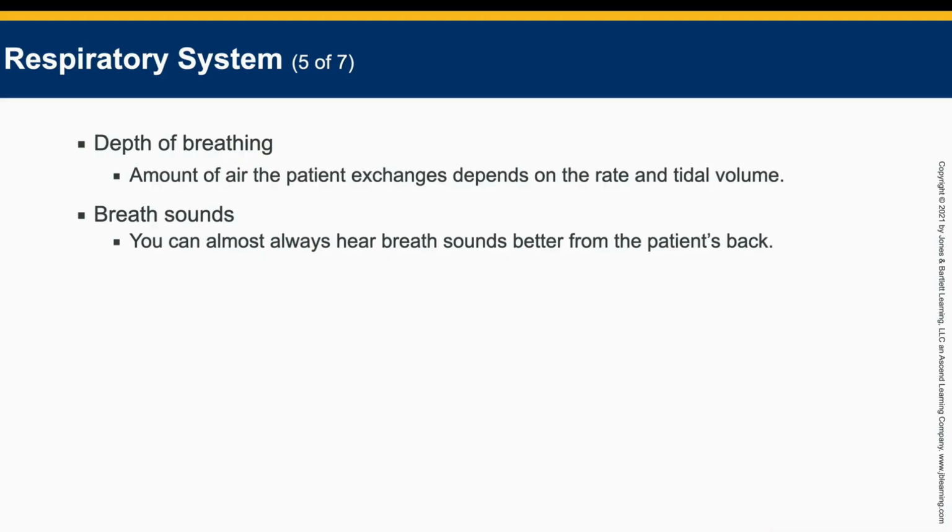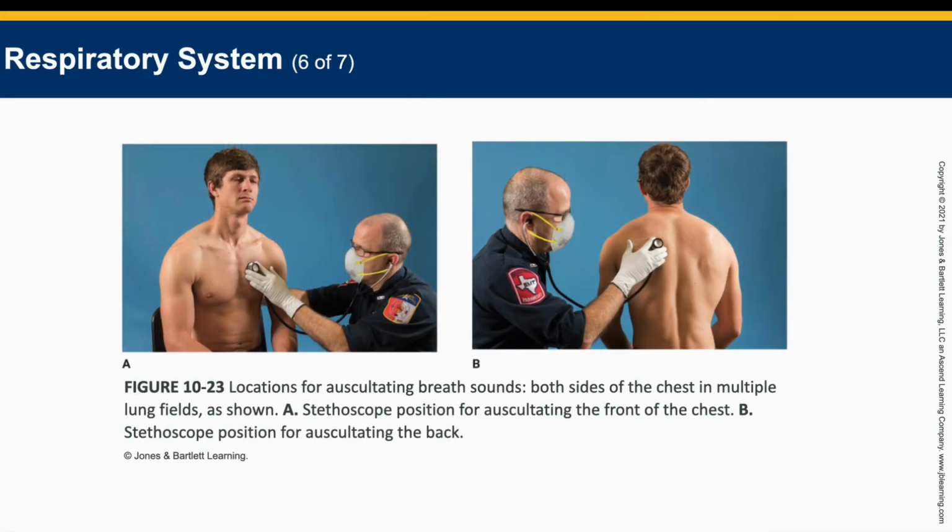EMTs should also listen carefully to the patient's breath sounds using a stethoscope. Breath sounds can provide important clues about the condition of the lungs and airways. In many cases, breath sounds are easier to hear from the patient's back because the lungs sit closer to the back of the chest. Listening to several locations on both sides of the chest can help identify abnormal or unequal breath sounds. When listening to breath sounds, it's important to place the stethoscope in several different locations on the chest.